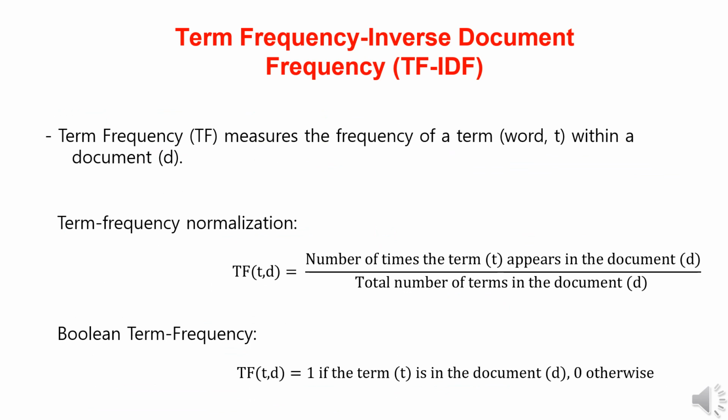Term frequency measures the frequency of a term within a sentence. You can think of it as the numerical values you obtained in the document term matrix mentioned in the previous video. To represent term frequency, there are two methods to consider. First, there's the term frequency normalization method, which involves dividing the total frequency of a word appearing in a document by the total number of words in that document. Secondly, there's the Boolean term frequency method, which simply assigns a value of 1 if the word is present in the document, and 0 if it's not.